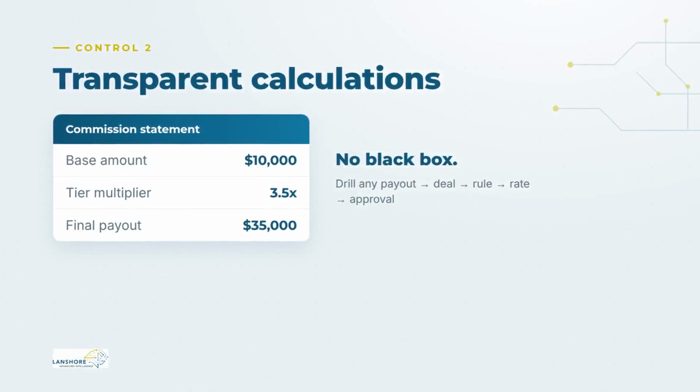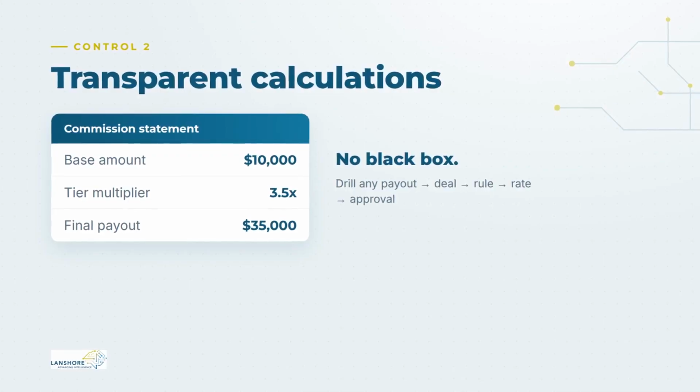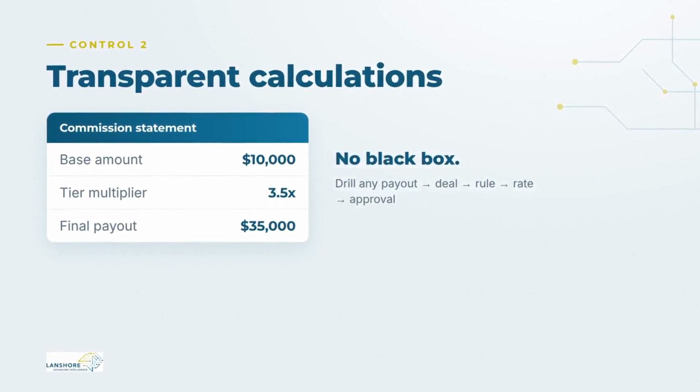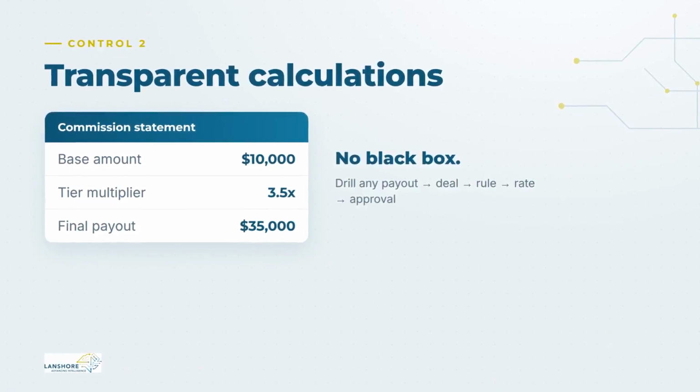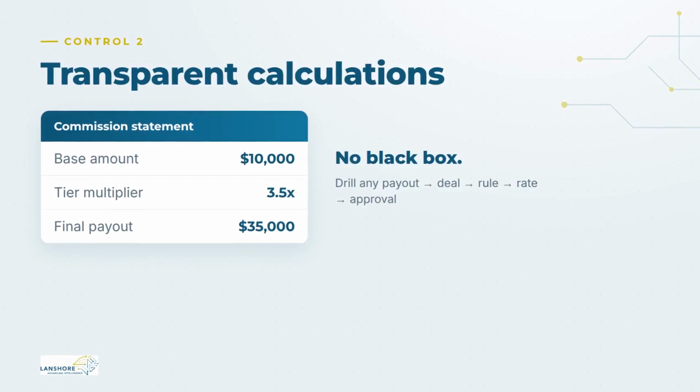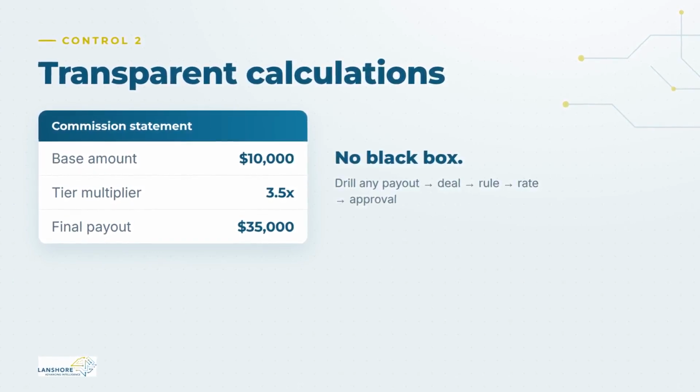Step 2 is calculation transparency. Every payout should read like an open book. Watch the statement on screen. This rep's payout starts from a base amount, applies a multiplier, and lands on a final number. And every element links to the exact plan rule and rate that drove it. No black box. No trust me.